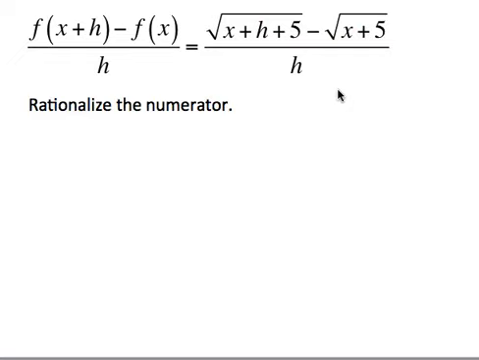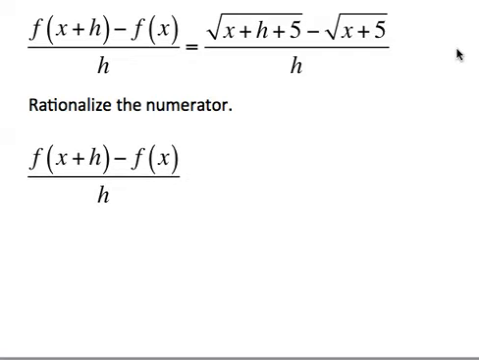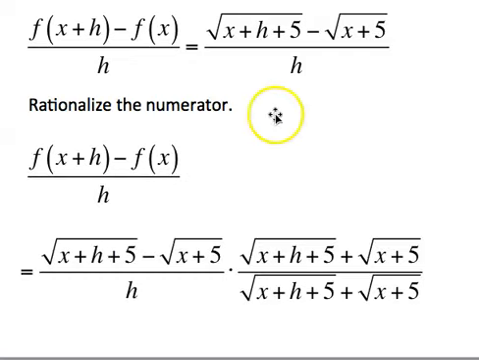Now that gets tricky. You have to multiply top and bottom by the conjugate. So it would be root x plus h plus 5 plus root x plus 5 over the same thing, root x plus h plus 5 plus root x plus 5. So let me show you that. Here's our fraction from up here multiplying the same thing on the top and the bottom, which is the conjugate of the top. Again, root x plus h plus 5 minus root x plus 5, his conjugate, root x plus h plus 5 plus root x plus 5. Whatever you multiply on the top, you've got to multiply on the bottom.